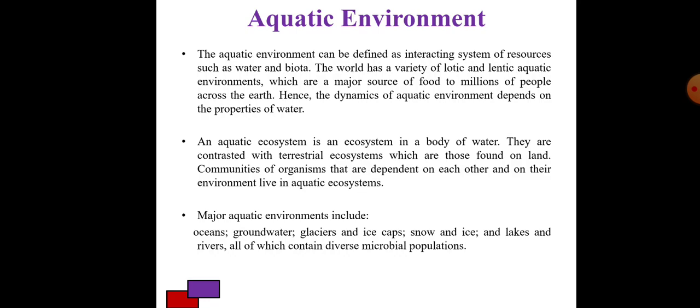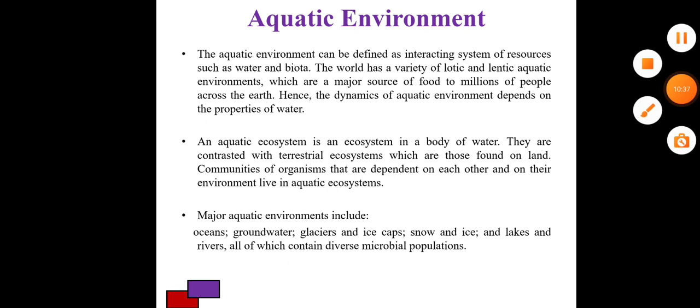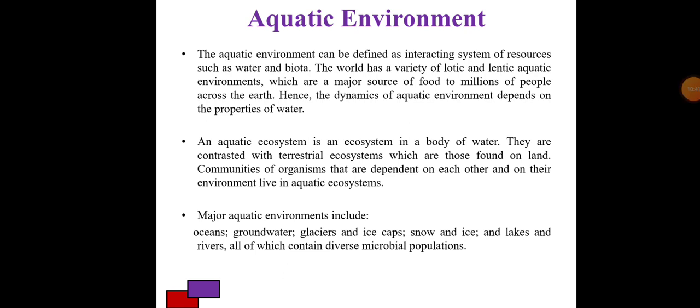Okay. Then the next point is the aquatic environment. So the aquatic environment can be defined as an interacting system of resources such as water and biota. The world has a variety of flowing and lentic aquatic environments which are a major source of food to millions of people across the earth. Hence the dynamics of the aquatic environment depend on the properties of water.